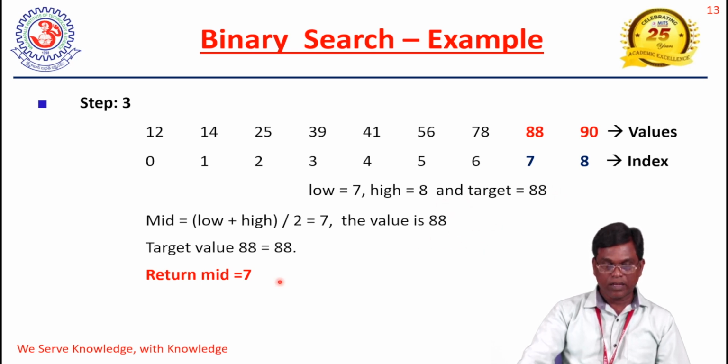The other case is if the target element is not found in the list of values, then it will lead to an unsuccessful search. Then we are going to return -1. That -1 indicates that the target element was not found in the given list of elements.